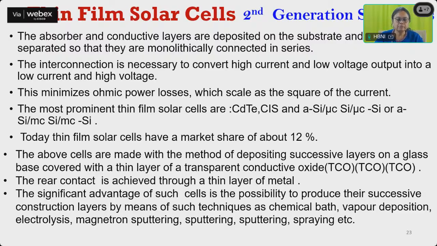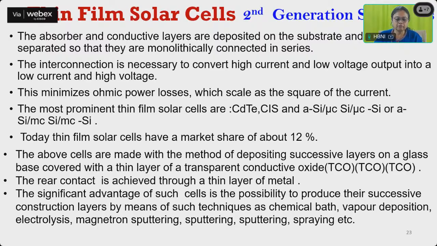In this case, the absorber and the conductive layers are deposited on a substrate because these are thin films. And then they are separated so that they are monolithically connected in series. So they are on top of each other. The interconnection is necessary to convert high current and low voltage output into a low current and a high voltage. This minimizes ohmic power loss, which scales as the square of the current.